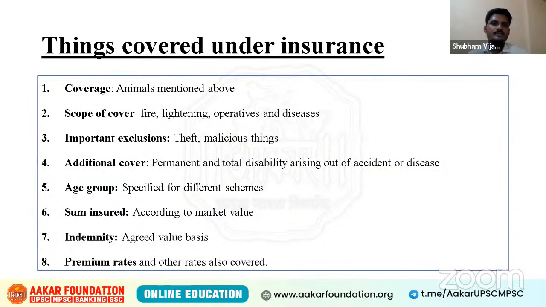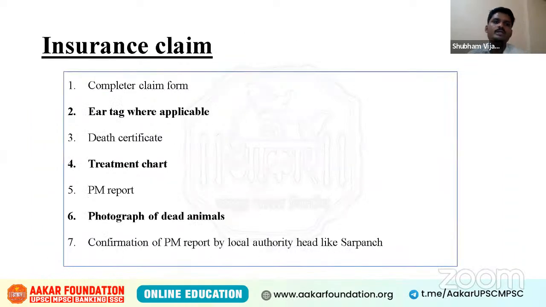Then age group. This is specialized. Insurance is specified for different schemes; this age group criteria is specialized for the different schemes. Sum insured: how much money the insurance company can offer to the farmer is based upon the market value of the same animal at the present time. Then indemnity, agreed value basis, what has been agreed before, and other premium rates as well as other rates can also be covered. Now what requirements should be there to claim the insurance?